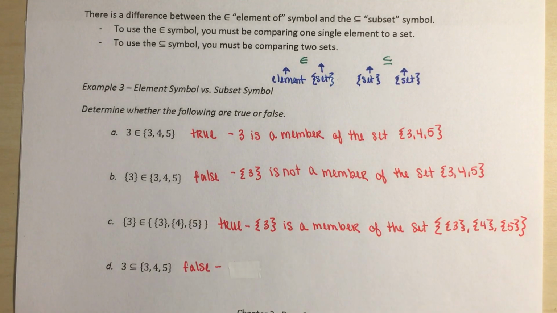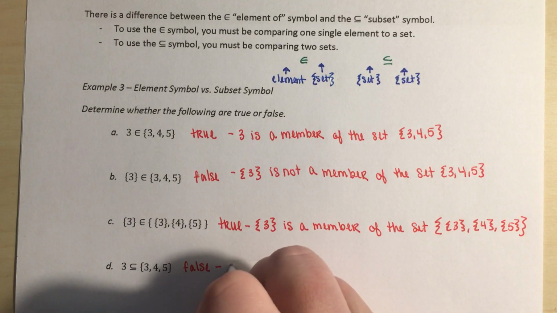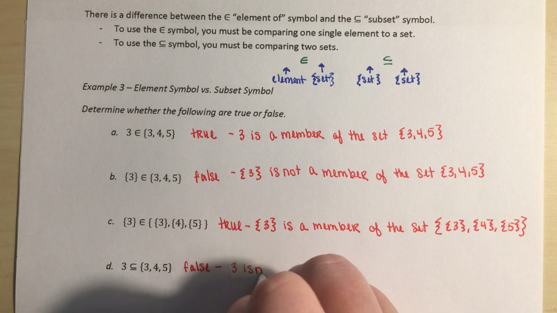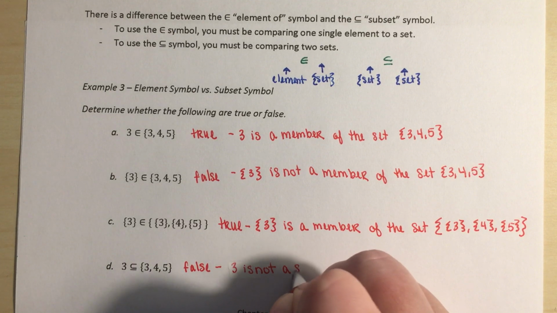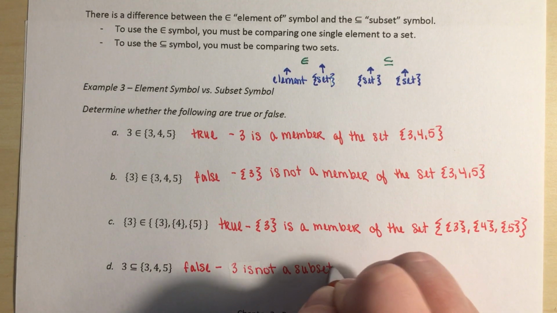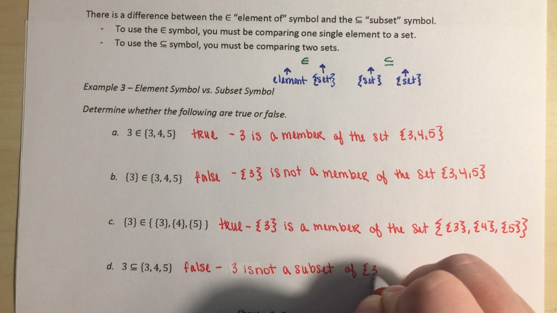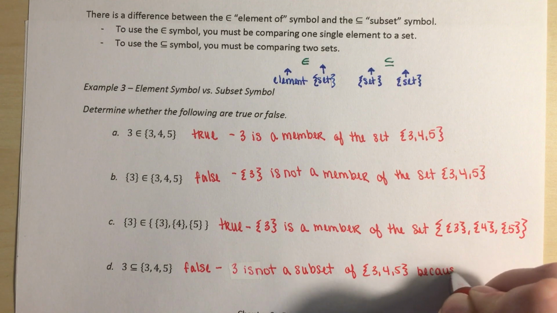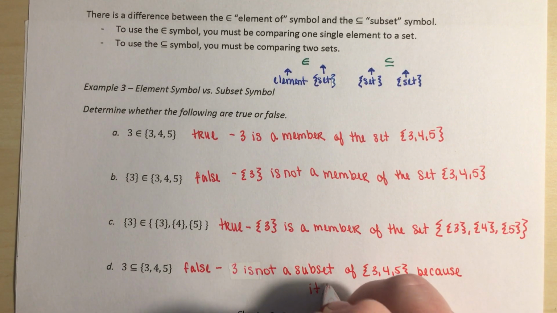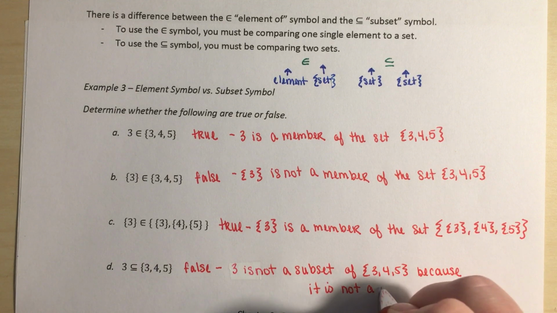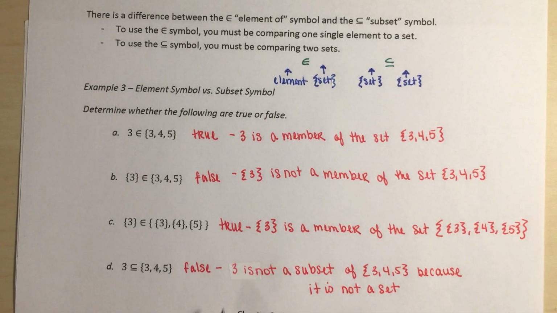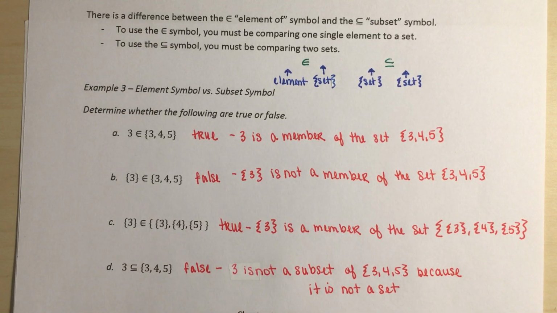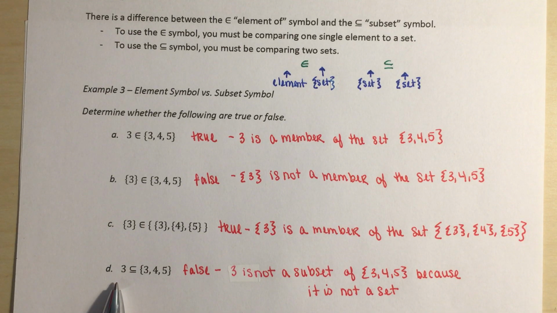So we're going to say that 3 is not a subset of 3, 4, 5 because it is not a set. In order for that to be a set, it would have to be included in braces. So in order to use our subset symbol, we have to have a set on both sides. This guy here is not a set. He's just a member of our set.